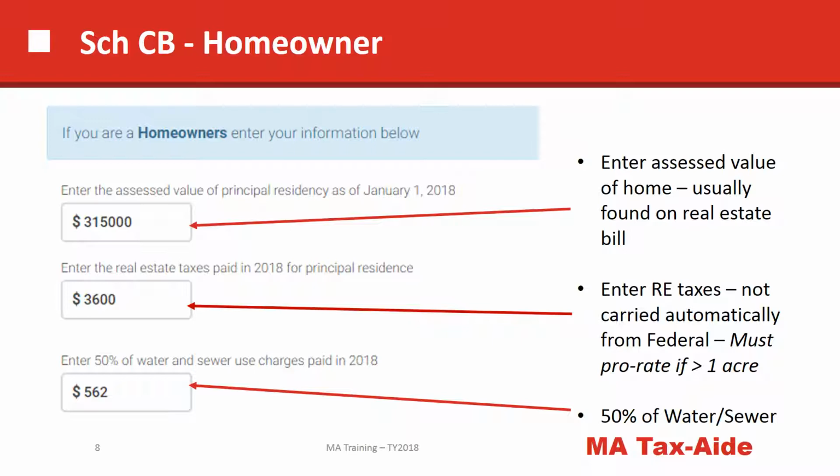Now, if there's private sewer, you can't do that. Sometimes the taxpayer will come in with bills for pumping out their sewer system. Can't use any of those. These have got to be municipal water and sewer bills.